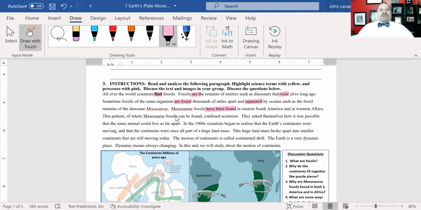This pattern of where Mesosaurus fossils can be found confused scientists. So we have a clause inside of a clause. This pattern confused scientists, and in between the beginning and the end of this clause, we have some information. What's that information about? It's about the pattern. The scientists asked themselves how it was possible that the same animal could live so far apart. And I'm going to let you finish the rest of these actions or processes.